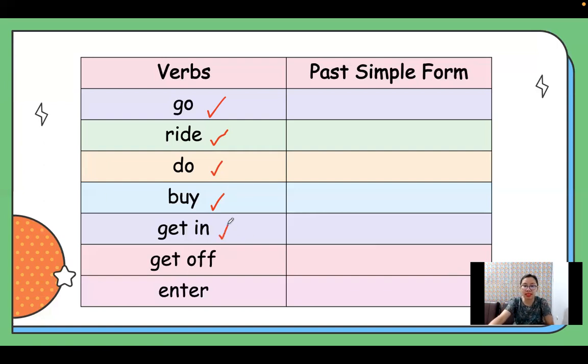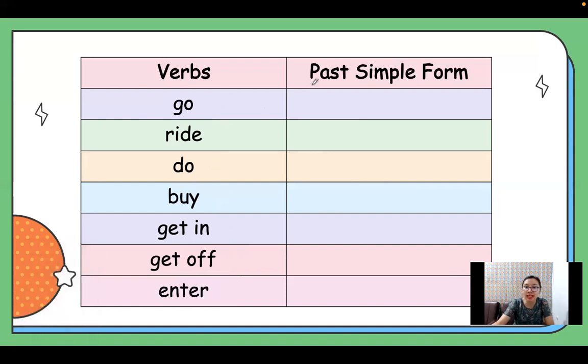Get in. Get in where? Get in a Ferris wheel. A Ferris wheel is a cage, and then you get in and then you sit down. And then get off. When you get in, you go out, you get off. And then enter. Enter is like enter a house, like a haunted house. Entered a house.